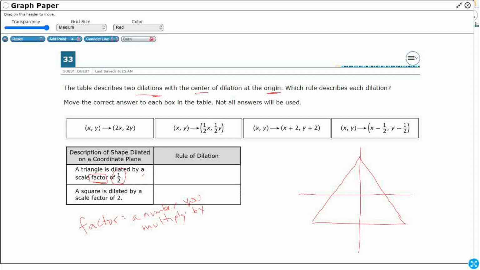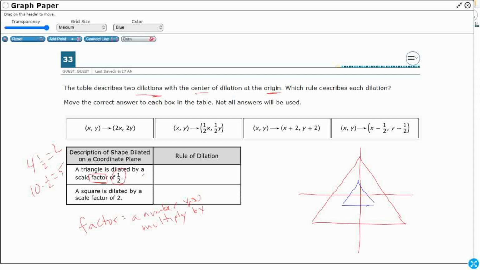When we multiply anything by 1/2, like 4 times 1/2, that's just going to equal 2. 10 times 1/2 is going to equal 5. So when we multiply by 1/2, it tends to shrink. So it might be something like this. It shrinks by 1/2.